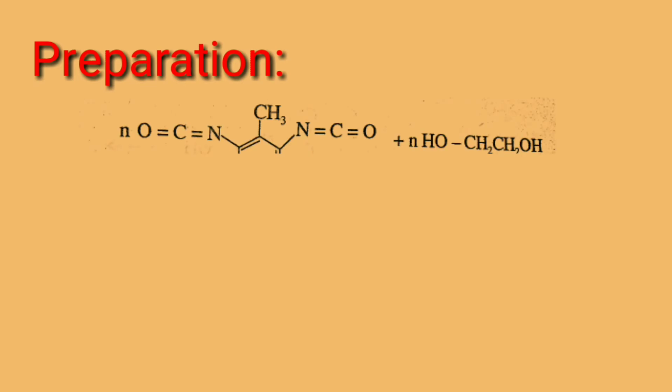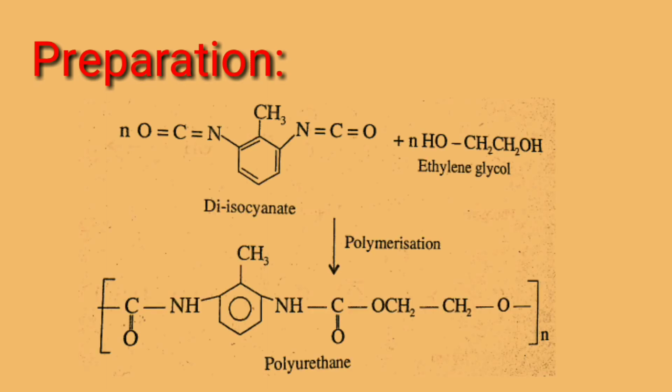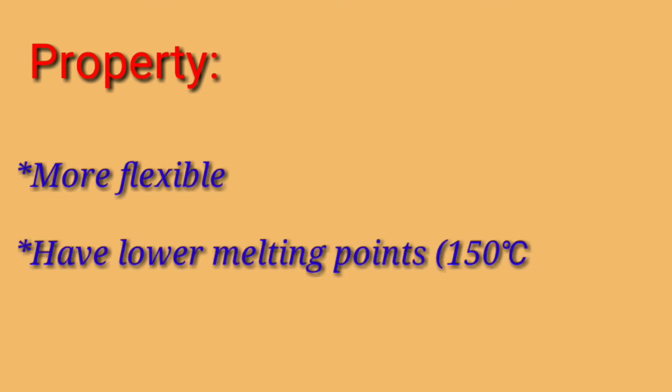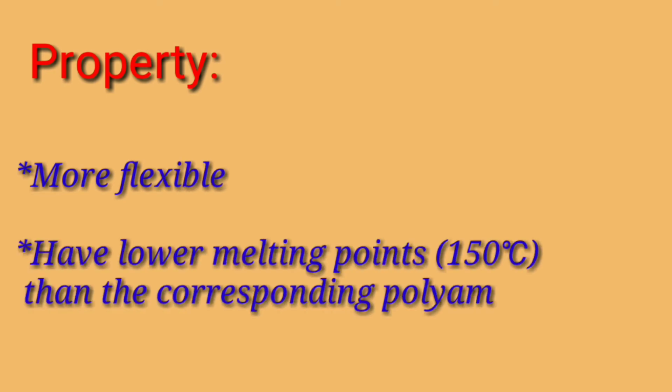Now, consider the preparation of polyurethane. When a diisocyanate is treated with a diol, a polyurethane is obtained. Properties: polyurethanes are more flexible and have lower melting points than polyamides.